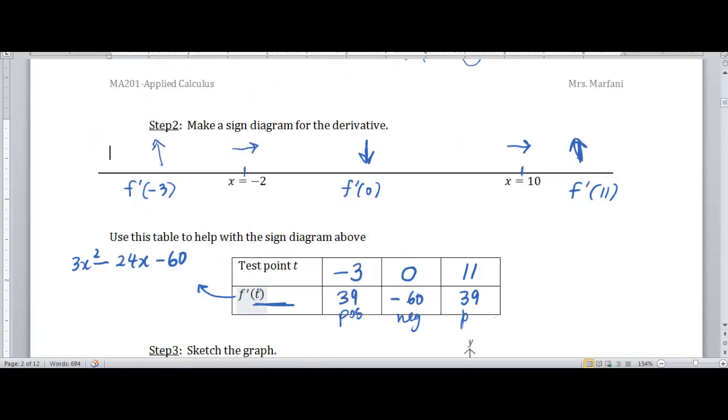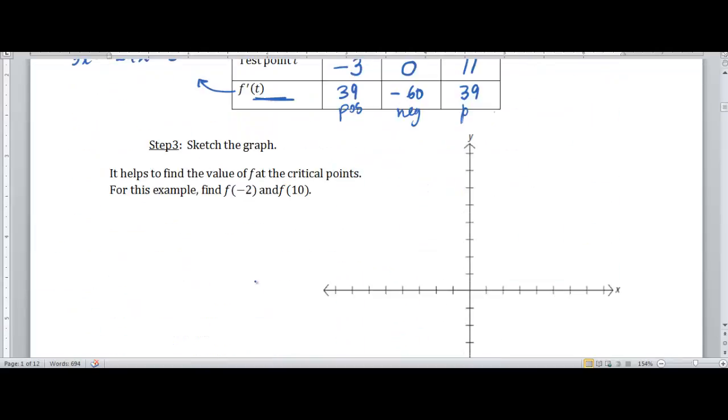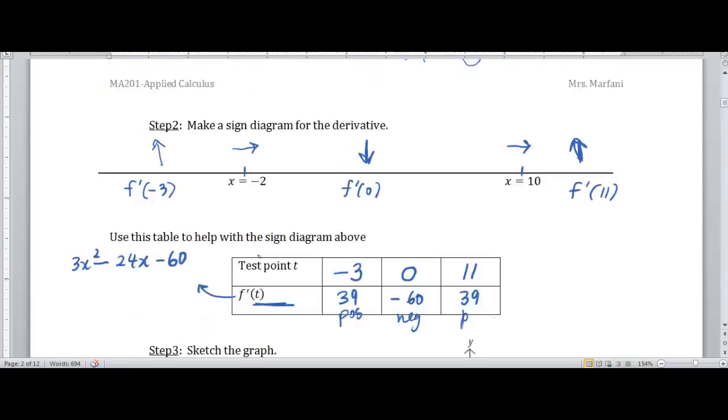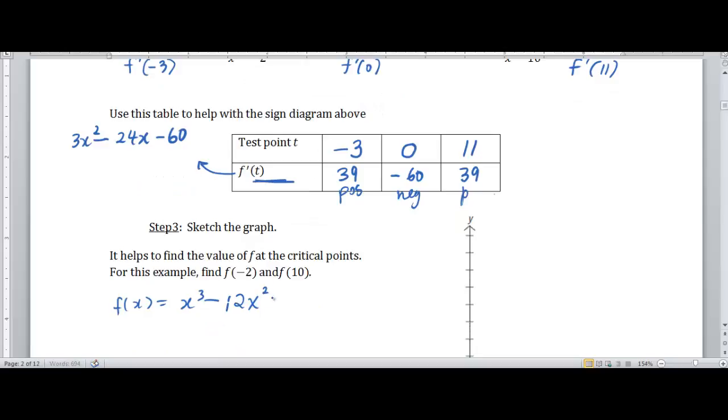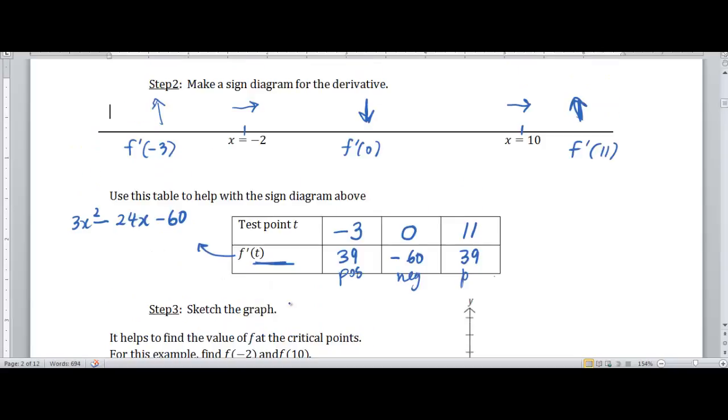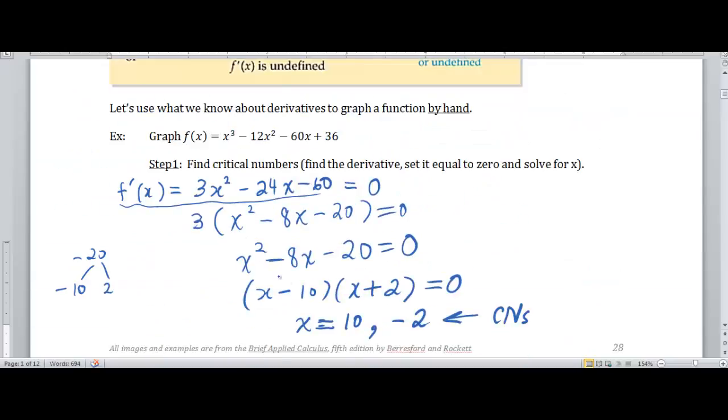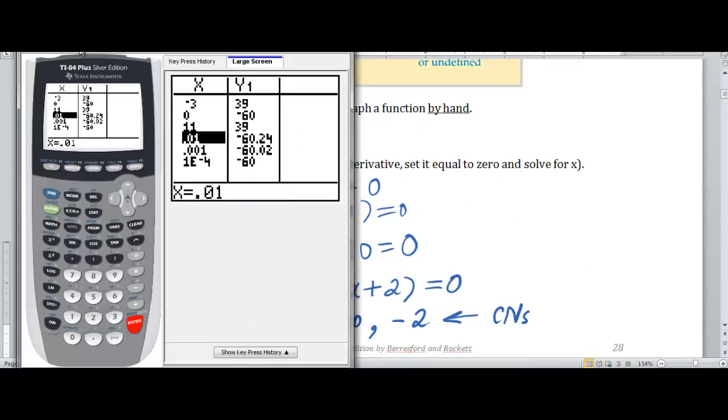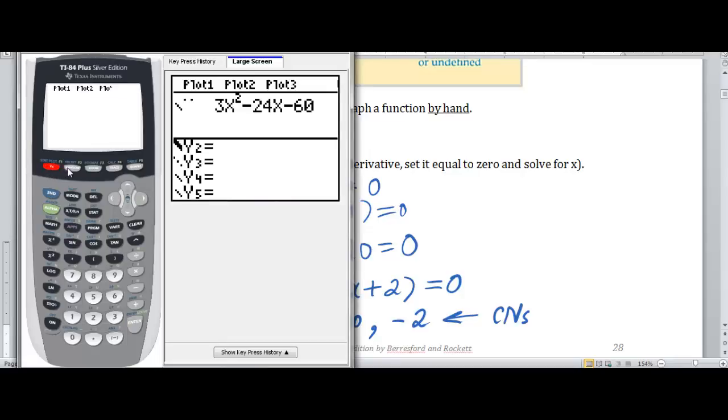So we want to take the original function, which was x cubed minus 12x squared minus 60x plus 36. Okay. And what you're going to do is plug that, excuse me, into y equals. Now this was a derivative, right? So we don't need that. We need the original function.